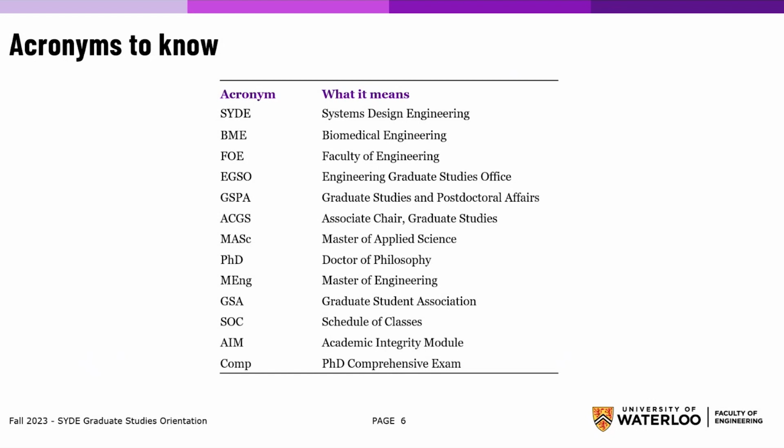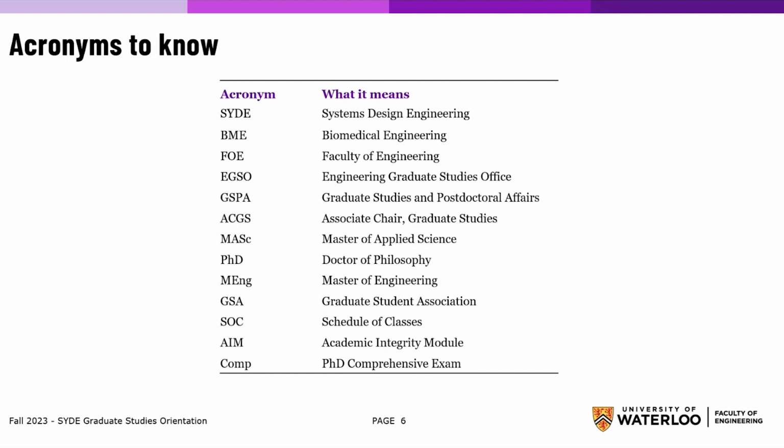FOE is Faculty of Engineering, the faculty in which our department resides. The EGSO is the Engineering Grad Studies Office, and you'll hear about that a lot, especially as you prepare to degree complete, and they're the faculty level graduate office. Next, we have the GSPA, Graduate Studies and Postdoctoral Affairs, and they're basically the university level graduate office.